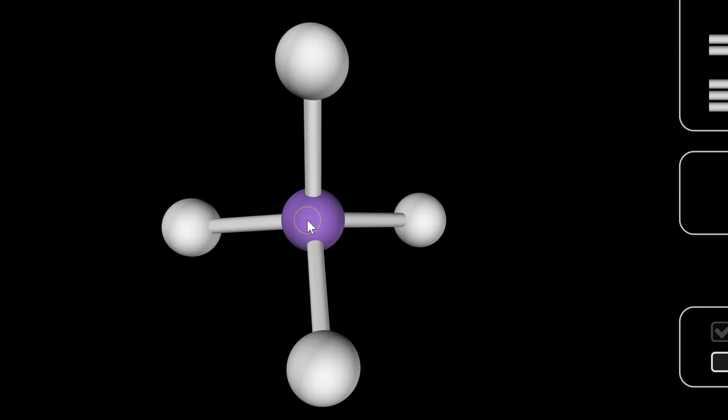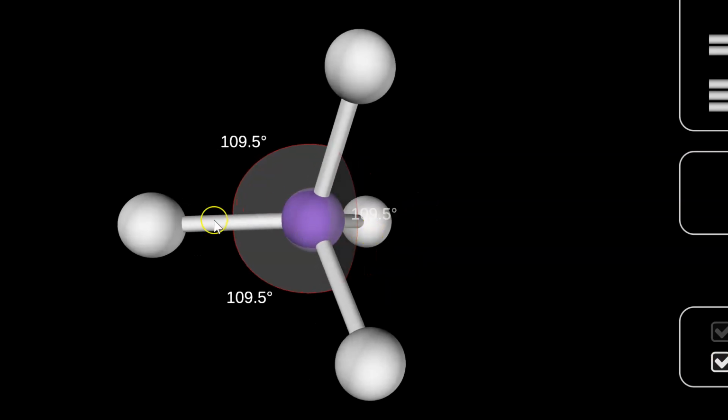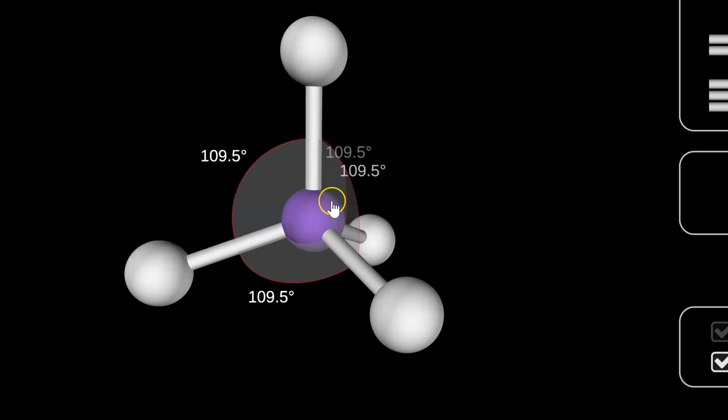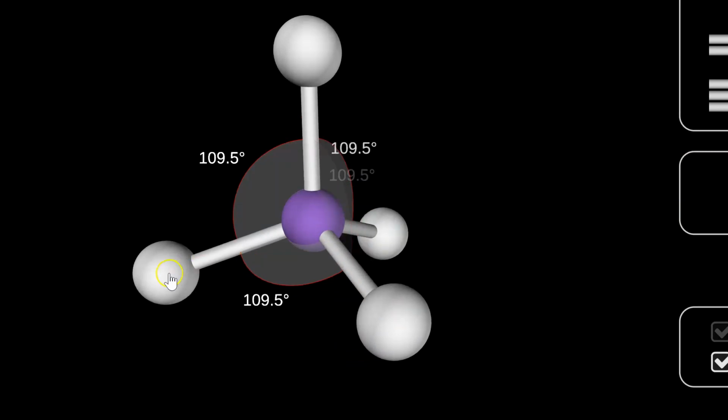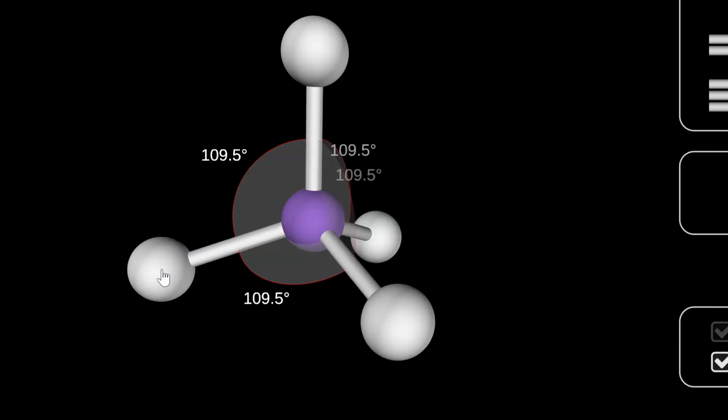Here's your central atom, which could be your carbon if we were talking about CH4, and your 4 peripheral atoms, 1, 2, 3, 4. Now, from this angle, it almost looks like these bond angles could be 90 degrees, right? But if I click on the thing to show bond angles, it's actually 109.5. And if we rotate the molecule, then you can see that it is not like a square at all in any way. In fact, it's more like a tetrahedron.